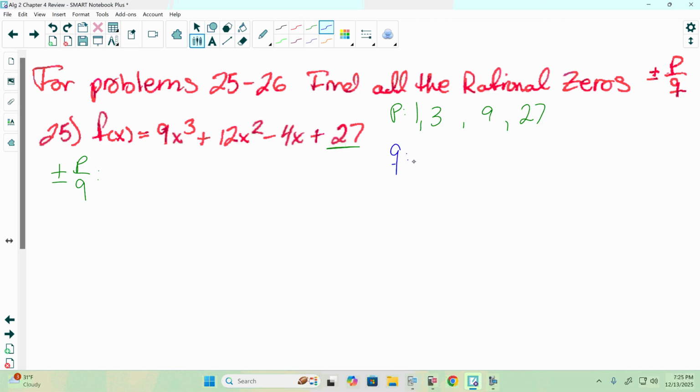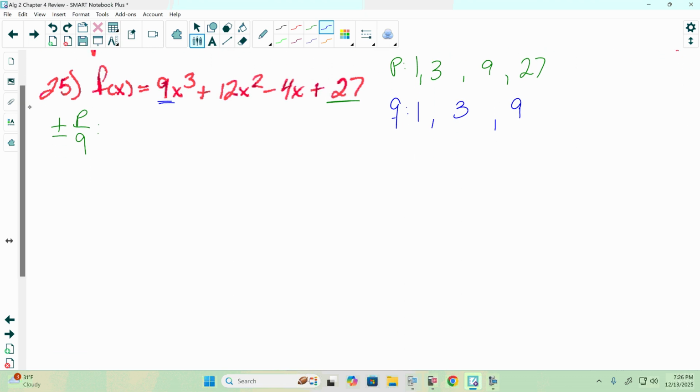Q is the factors of the leading coefficient, the number in front of the variable with the biggest exponent. So we have 1 and 9, and 3 and 3. Now, even though 3 shows up twice, we're only going to write it once. And that's how we find the factors of P and Q. Now we're going to take all the factors of P and divide it by Q.